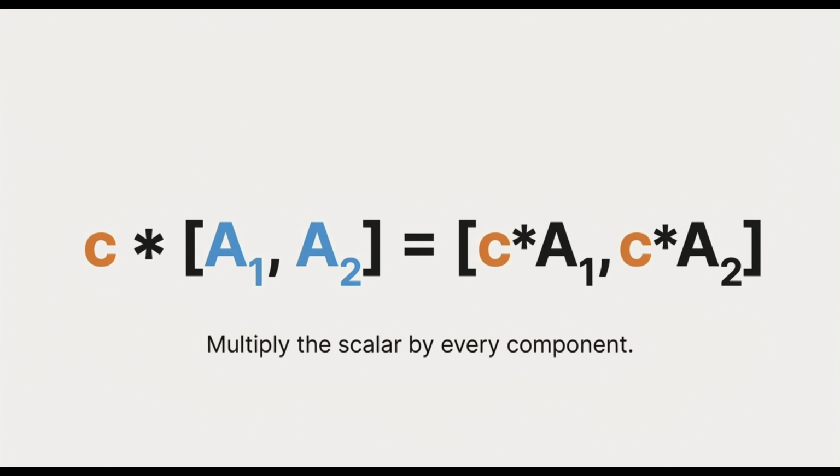So what happens when a scalar meets a vector? It doesn't argue. It doesn't negotiate. It simply multiplies every component. If your vector has two numbers, both get scaled. If it has 1,000 numbers, all 1,000 get scaled. The direction stays intact, the proportions stay intact, only the size changes. This single rule powers enormous parts of machine learning.